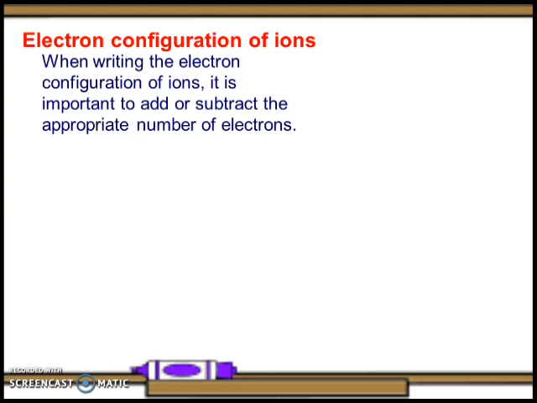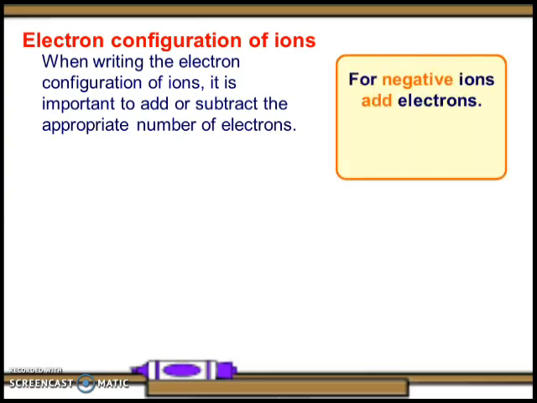When writing electron configuration of ions, it's important to add or subtract the appropriate number of electrons. For negative ions, add electrons. For positive ions, remove electrons.